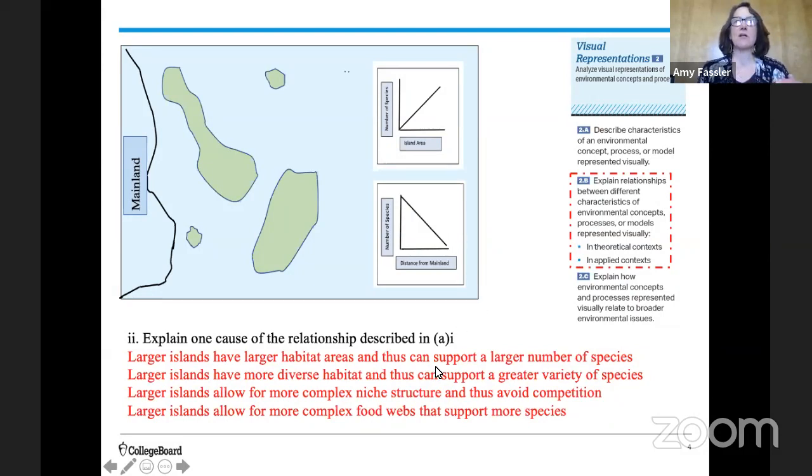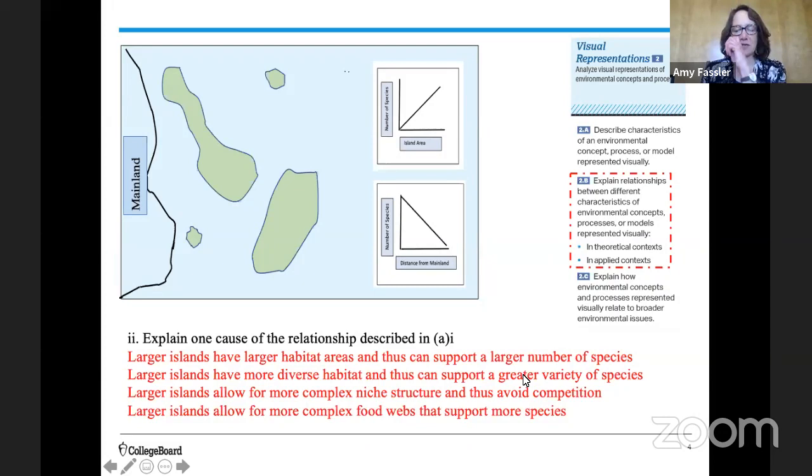The greater the size or area of the island or habitat, it tends to be more diverse habitat. I might have some area that is woodland and some area that is open field, maybe some area that is coastal. So I could support a greater variety of species.